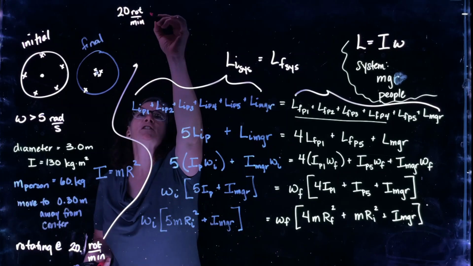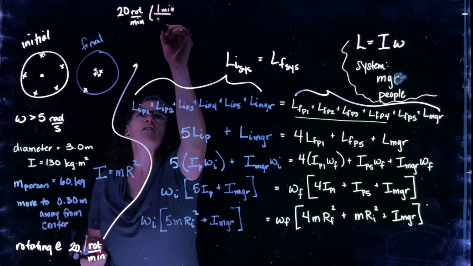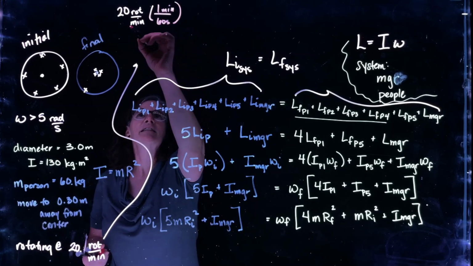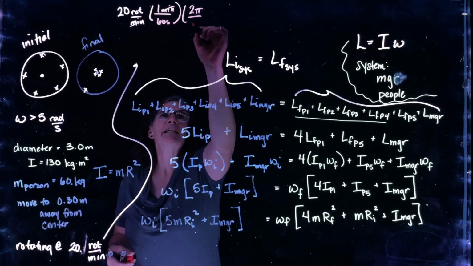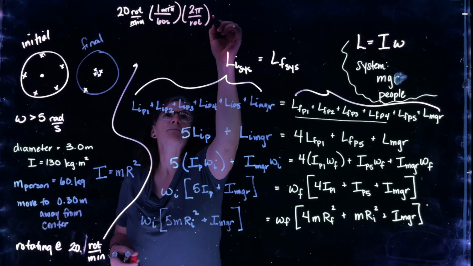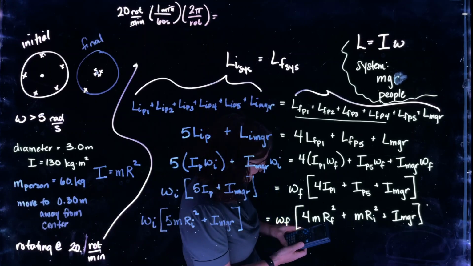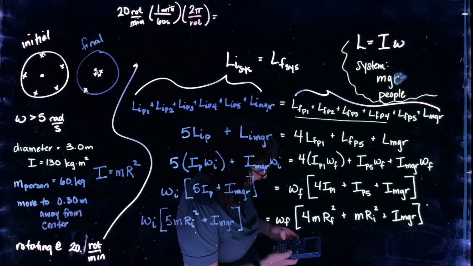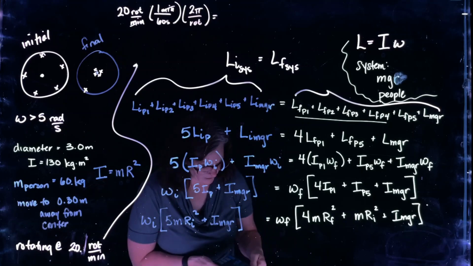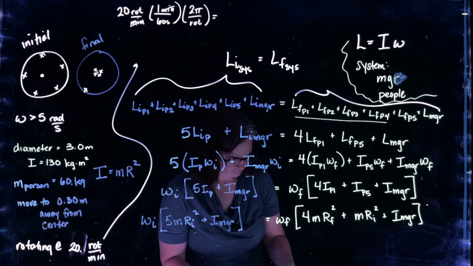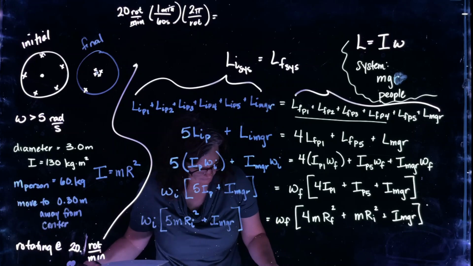So we have 20 rotations per minute. We know in 1 minute there are 60 seconds. It's going to let me get rid of that minute. And we know that there are 2 pi radians in 1 rotation. So that's 20 times 2 times pi. That's going to be 40 times pi. And we have 125.6. Something is not right here.